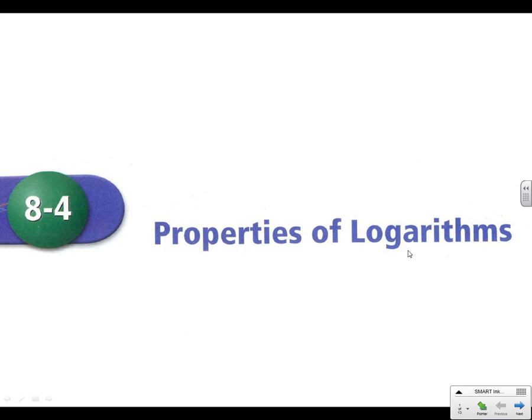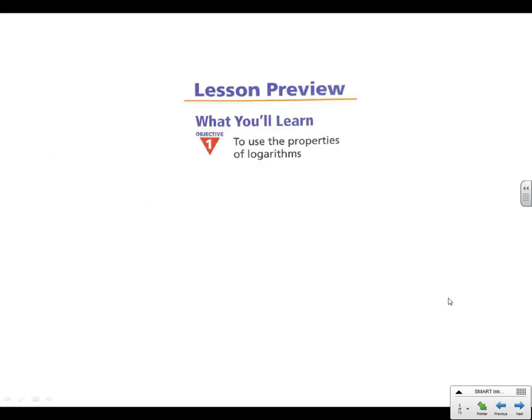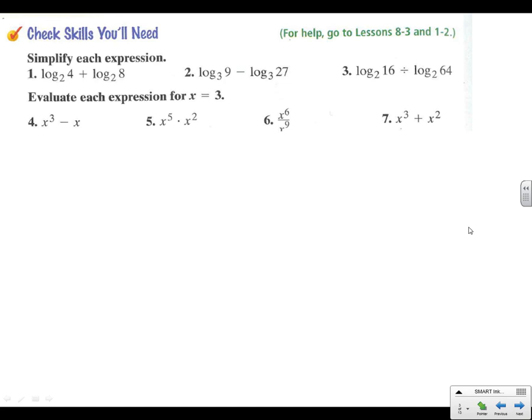All right, let's get going with 8.4. In 8.3 we learned about logarithms, and in 8.4 we're going to expand on that with the properties of logarithms. So no new vocab today, we're just dealing with logarithms and learning how to use the properties of logarithms. It's a pretty straightforward section. Before we get into that, let's do our skills check.